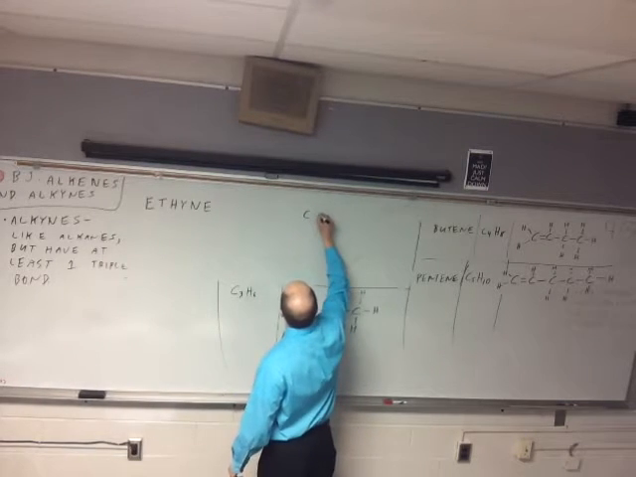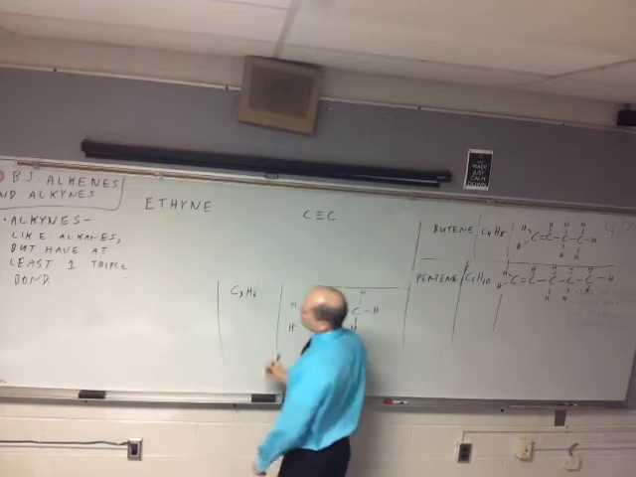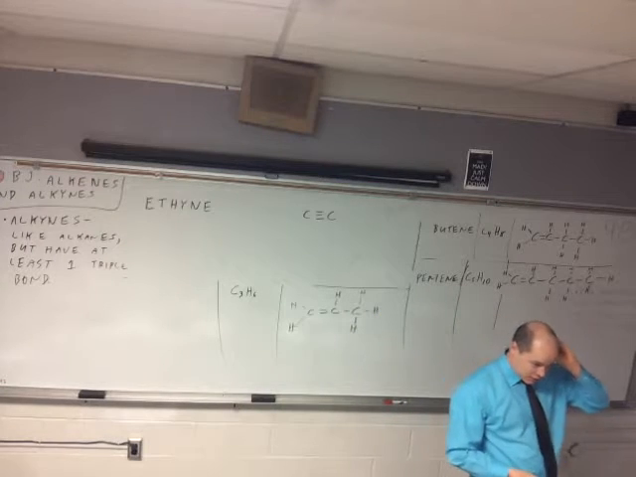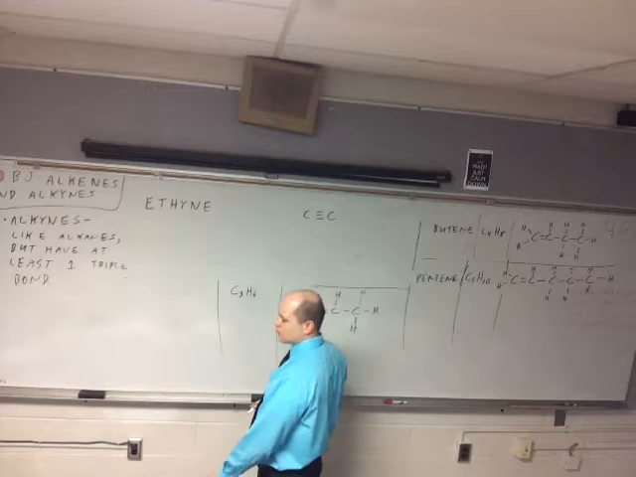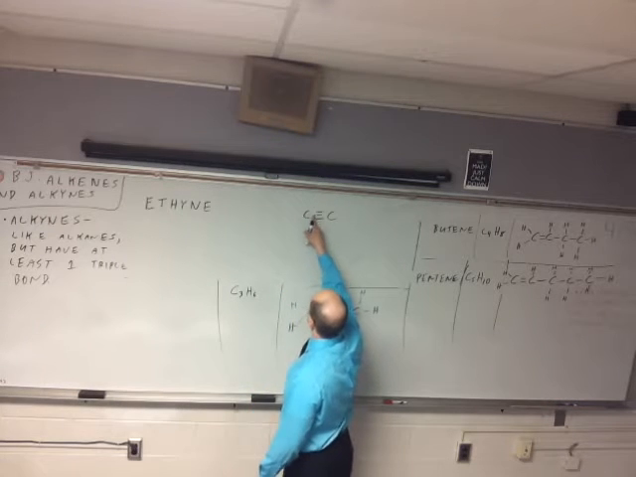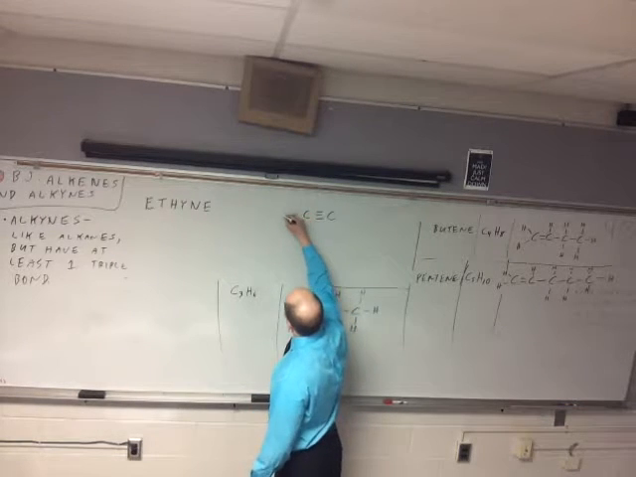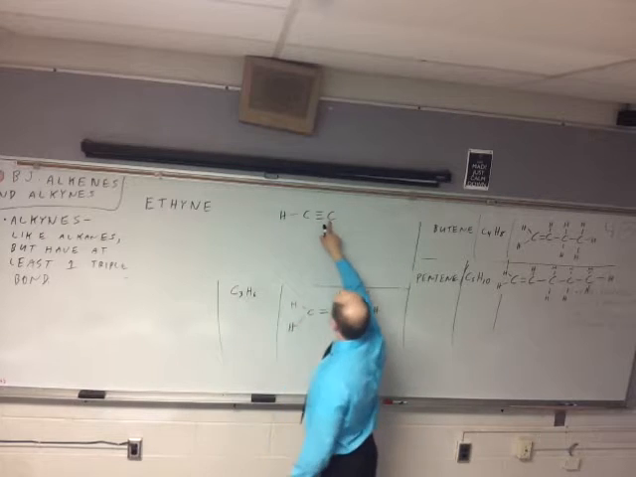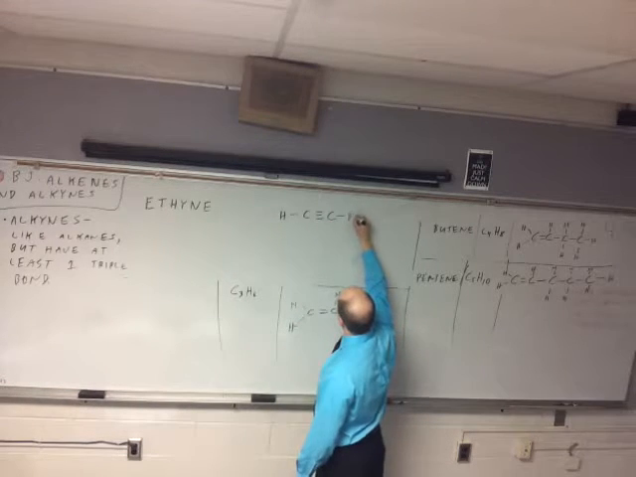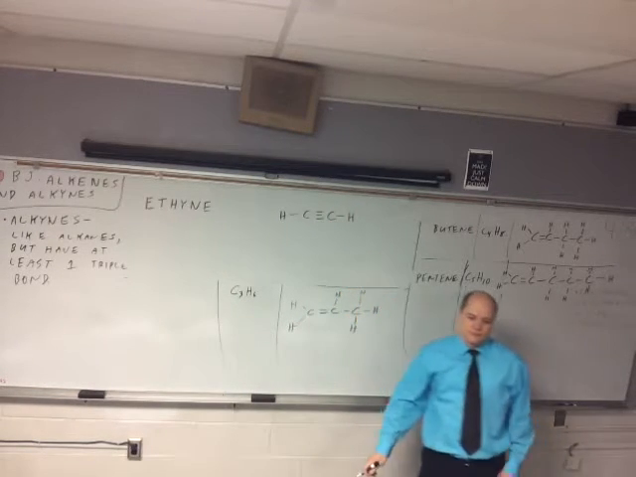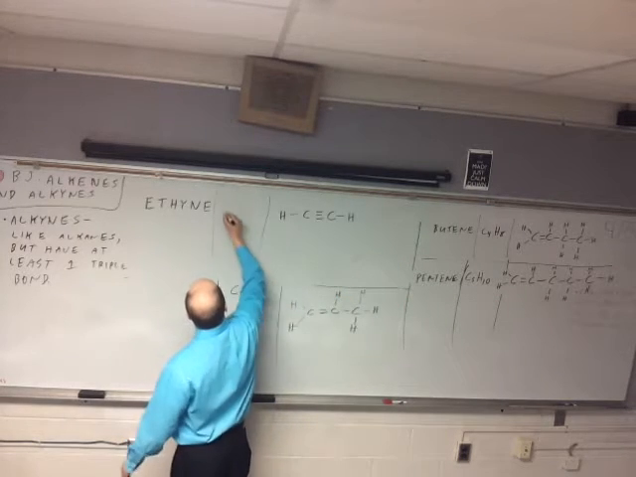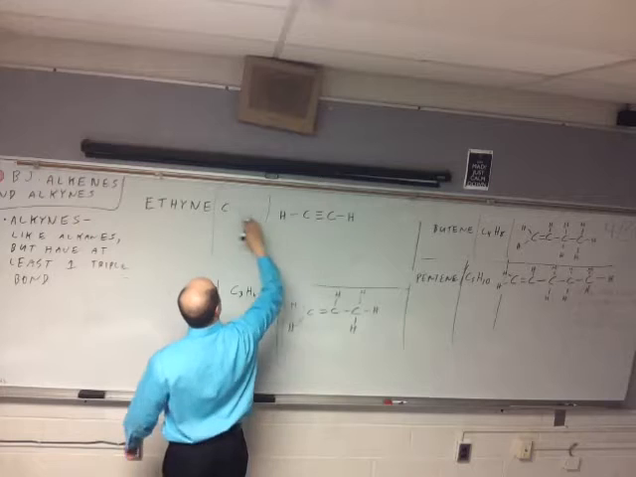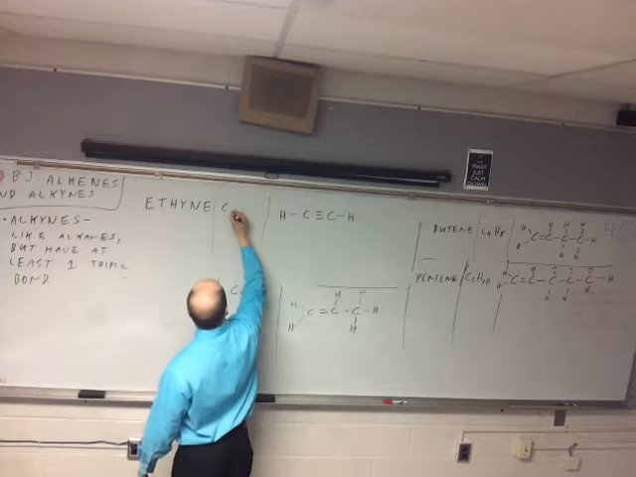So here we go. Triple bond between the two carbons. And now, how many hydrogens on each carbon? It's going to be one, right? This carbon has 3 bonds here. It can only have 1 more. This carbon has 3 bonds. It can only have 1 more. That's it. So the formula here is going to be C2H2. I should start writing the formula after drawing.